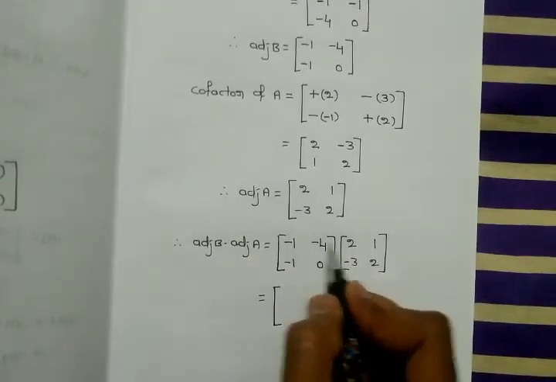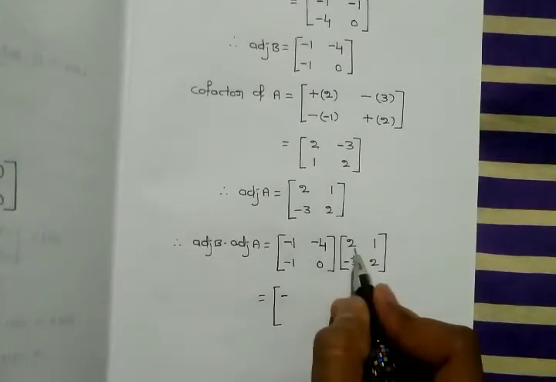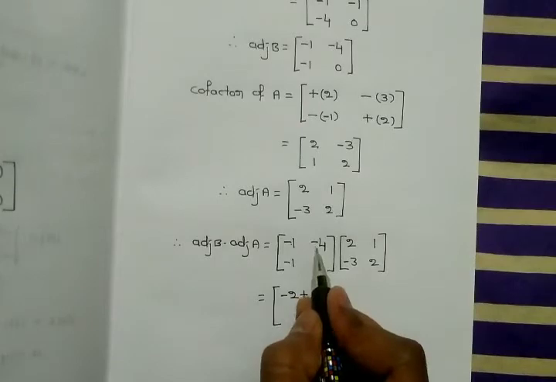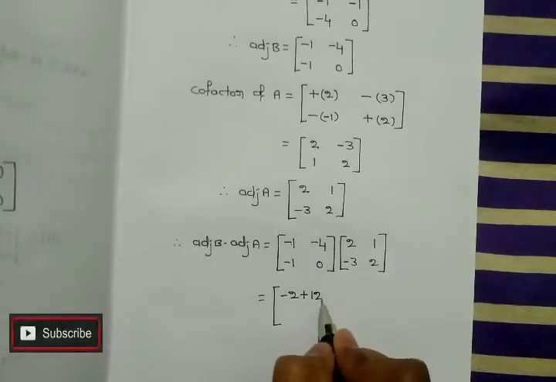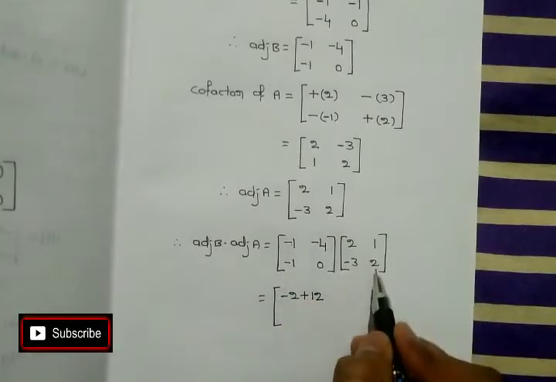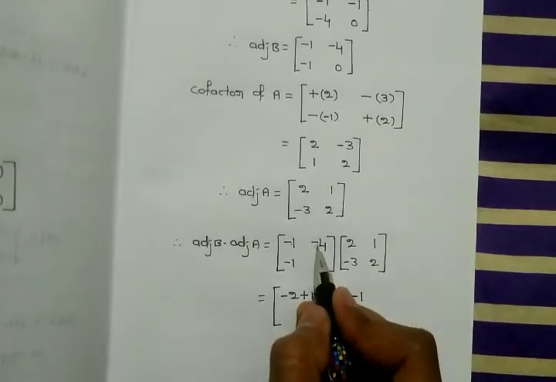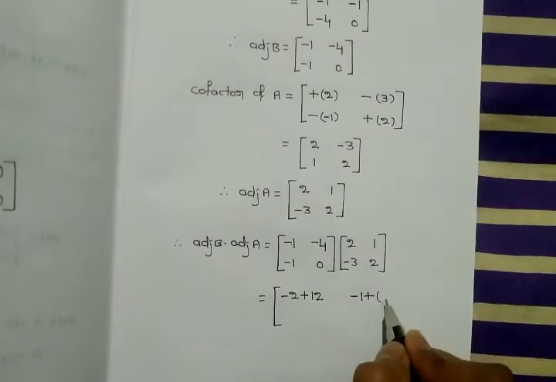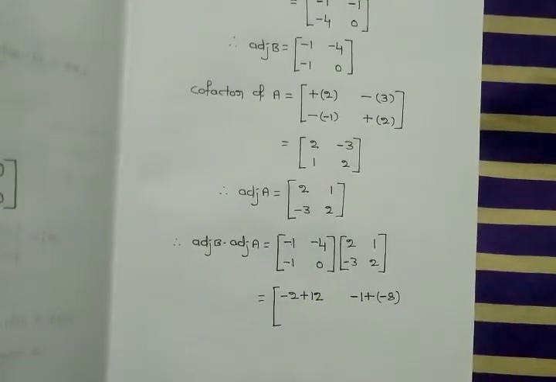So multiply first row with first column. Minus into plus is minus. 1 into 2 is 2. Next, middle plus sign. Minus into minus is plus. 4 into 3, 12. Next, first row, second column. Minus into plus is minus. 1 into 1 is 1. Next, middle plus sign. Minus into plus is minus. 4 into 2 is 8.